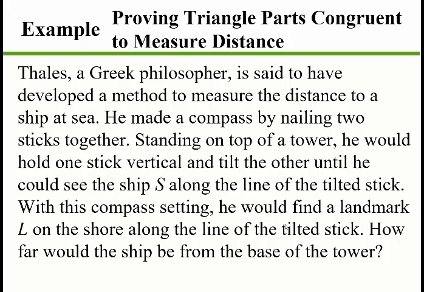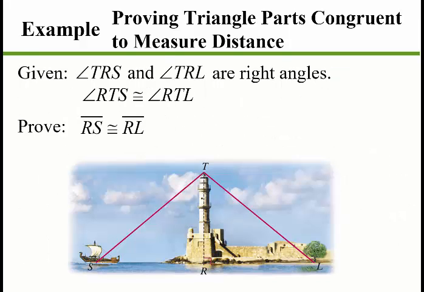With the compass setting, he would find a landmark, landmark L, on the shore along the line of the tilted stick. How far would the ship be from the base of the tower if he did this? Let me set this up right here like this. So we've got this: here's the tower, there's a ship, and there's a landmark out there, right?